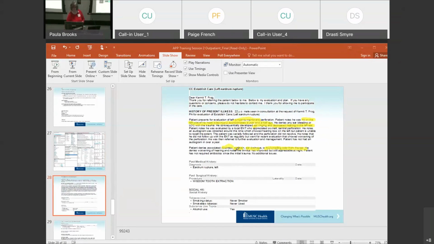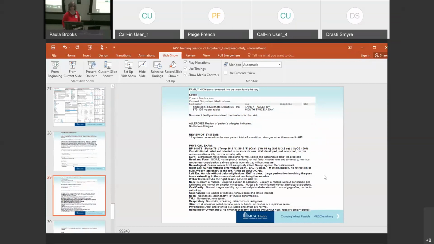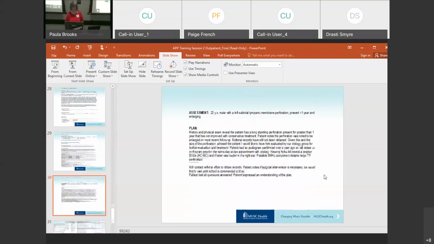We've got past medical history, past surgical history, social history. Family history was reviewed. There was no pertinent family history. So we get to give them credit for that. And then we have that lovely review of system statement again. So again, that leaves us with 2 review of systems for this note. We have a full exam and our assessment and plan.